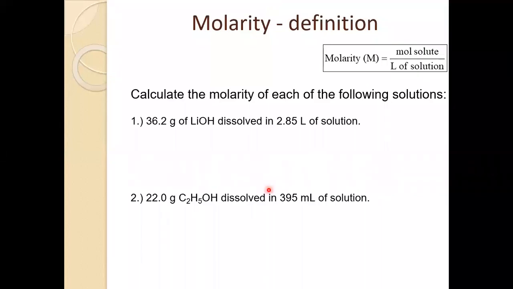And then we'll finish up with the most complicated of these types of calculations, at least the most complicated as we'll see for our class, where we're given a description of how a solution is prepared by dissolving 22.0 grams of a substance, this is ethanol, dissolved in a total volume of 395 milliliters of solution. And the question, once again, is always to calculate the molarity of that particular solution based upon how it was prepared.